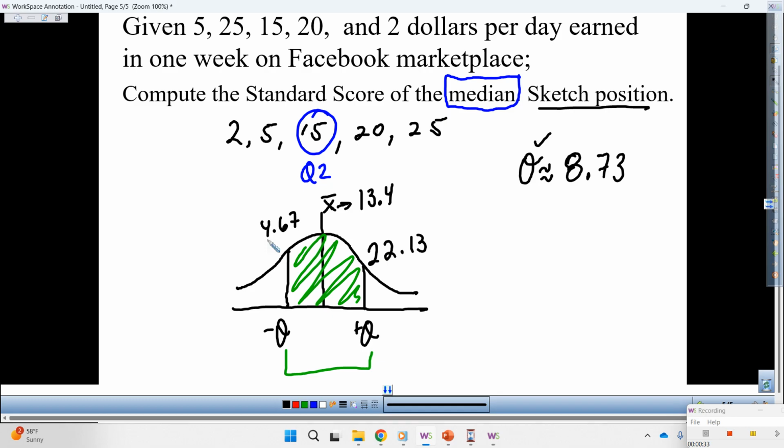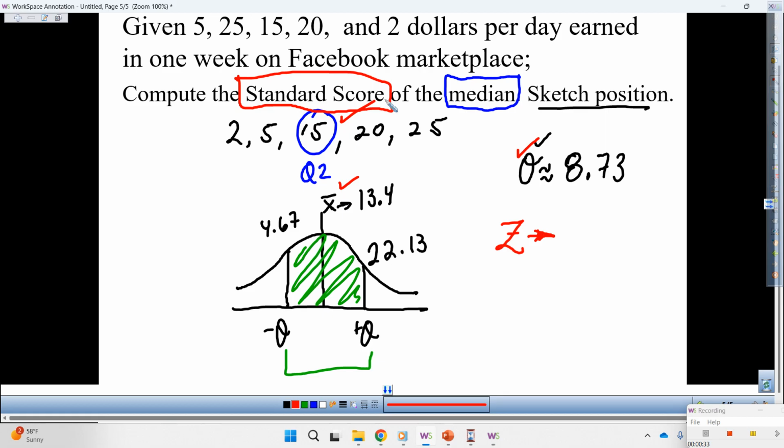Let's go. Are we done, though? No, they want the standard score. Tell your neighbor what that means, standard score. Yeah, the z-score, that is correct. Check with your neighbors what they got for the z-score. Now that we have the mean, we have the standard deviation, and then we have the x over here, which is 15.